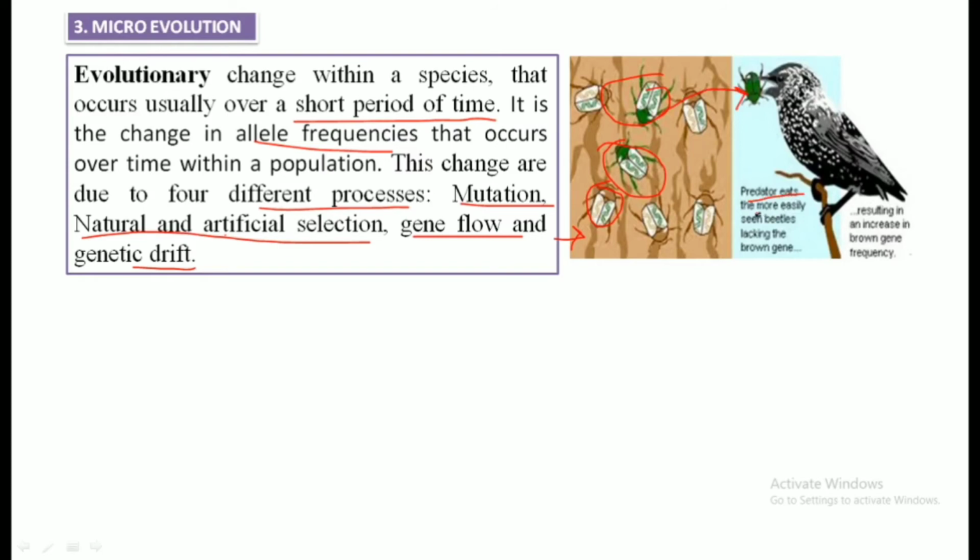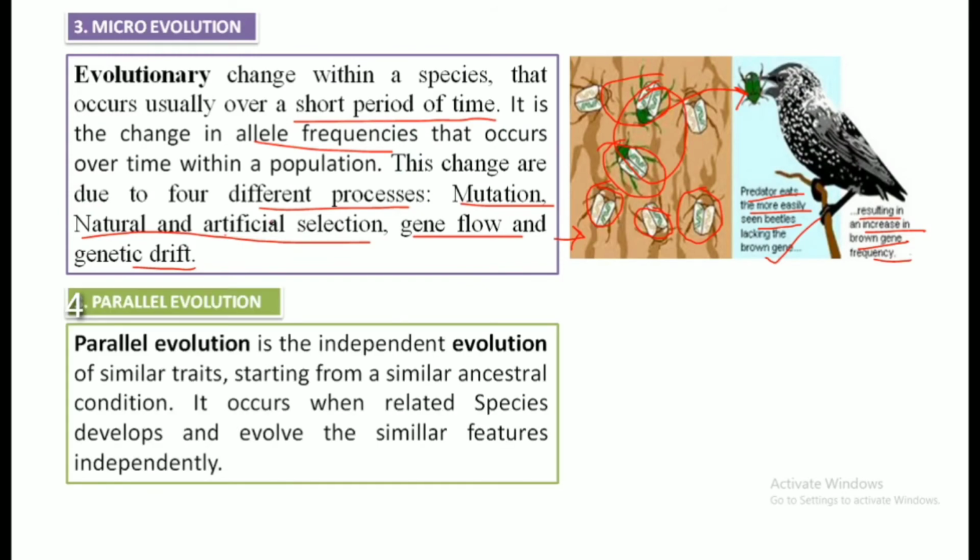The predator eats the more easily seen beetles lacking the brown gene, resulting in an increase in the brown gene frequency. So the green gets lost in time because the frequency of this brown allele is more here, and as the allelic frequencies change over time and the population also changes, there comes a microevolution after a long time.